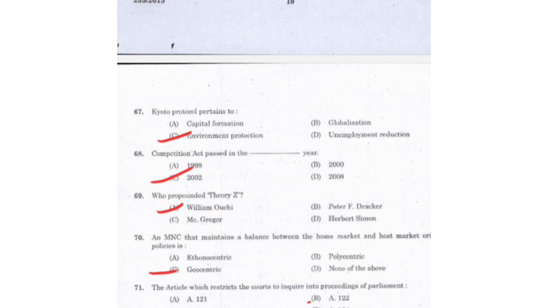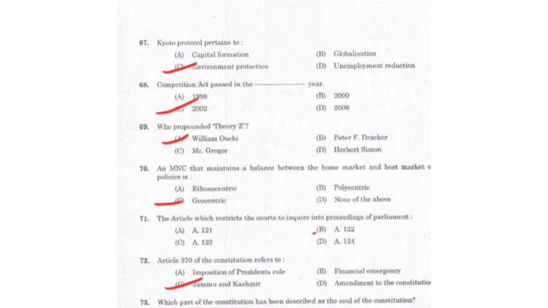Competition Act passed in the year 2002. Who propounded theory Z? William Ouchi, Peter F. Drucker, McGregor and Herbert Simon. Actually, here the answer is William Ouchi is theory Z. McGregor means theory X and theory Y.